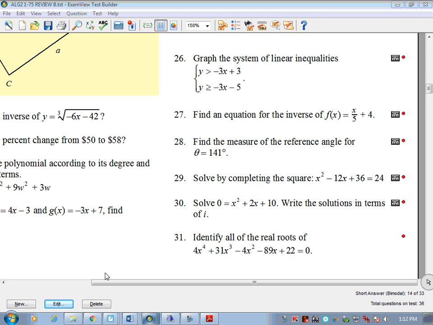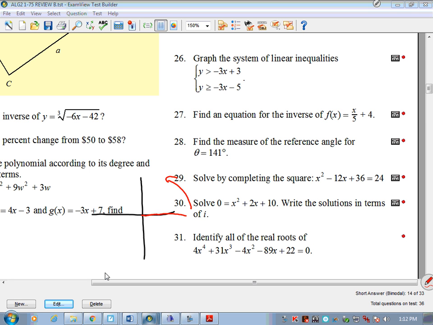Okay. Let's see. Number 28. Find the measure of the reference angle for 141 degrees. Okay. 141 degrees. So we got our guy right here. We have our initial side. 141 degrees. Which direction am I heading? Am I going clockwise or counterclockwise?